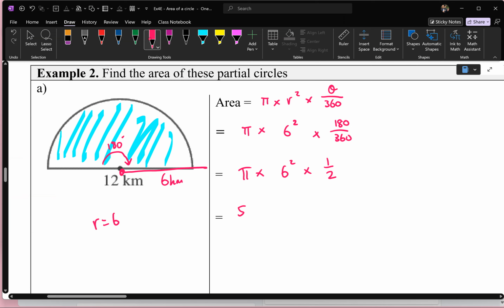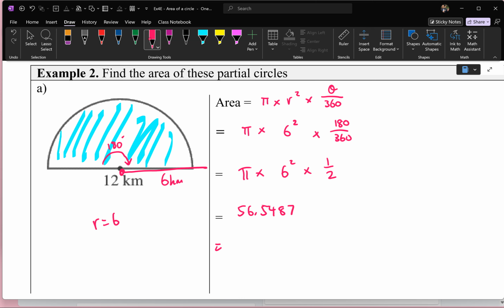56.5487. So 56.5487. That's not my correct answer. What's the correct answer? Can I please have? Let's go with... Who have I picked? Picked over there. Eamon. What's my correct answer? That's not the correct answer.